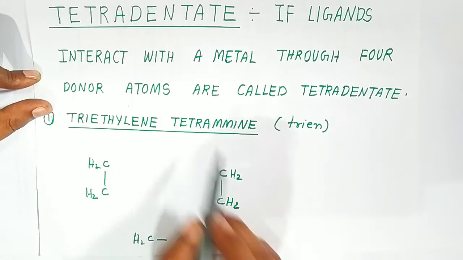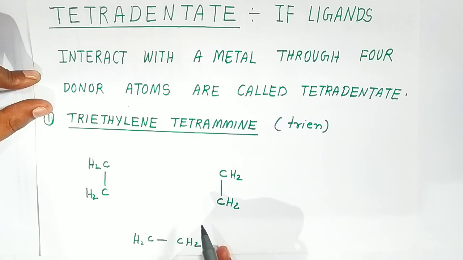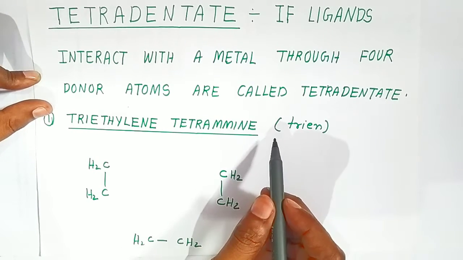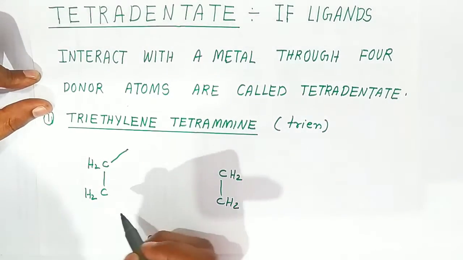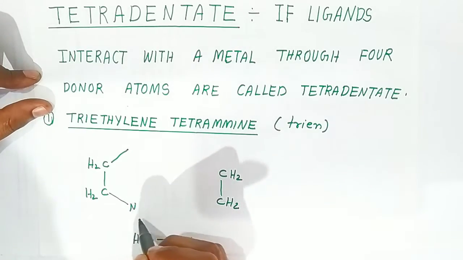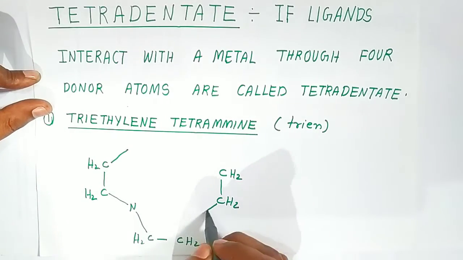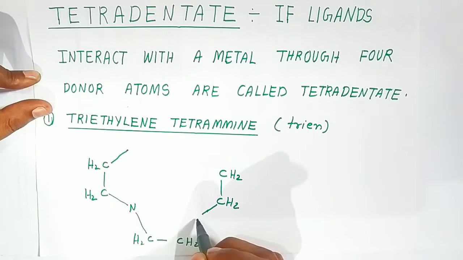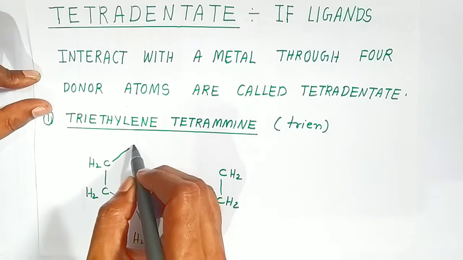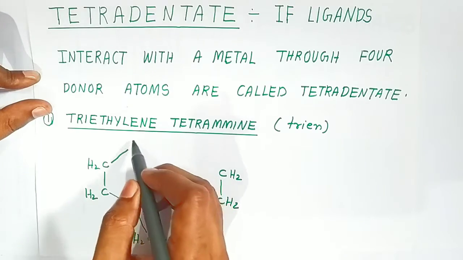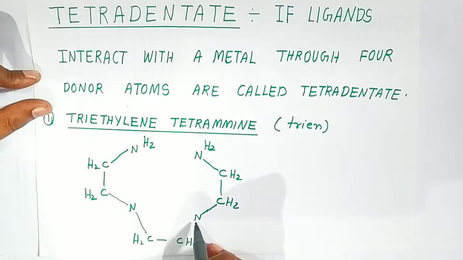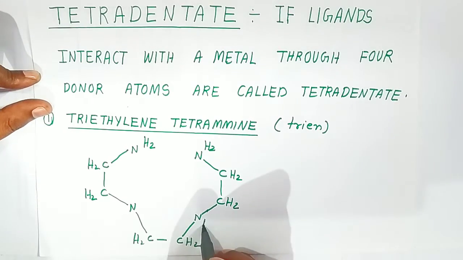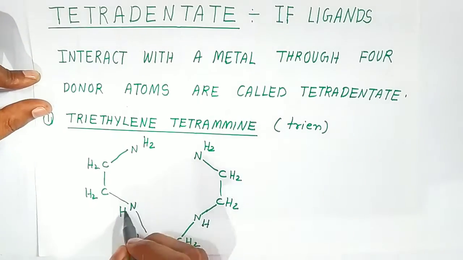Because this is triethylene tetraamine, you have to make four amines. Now students, how are you making it? One amine will attach to this, the second amine will attach here, the third amine will attach here. This is the first amine which is going to attach: NH2. Here it is also NH2. Now these amines will attach to this ethylene, and only one hydrogen remains to complete the valency.